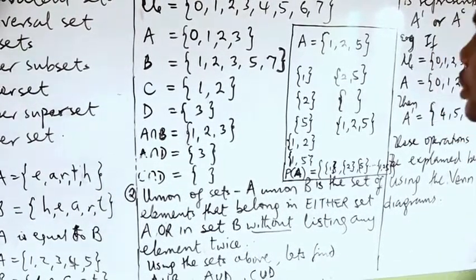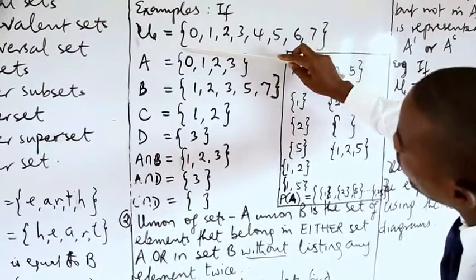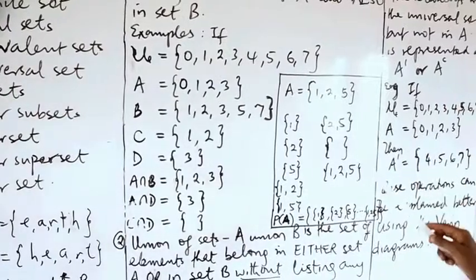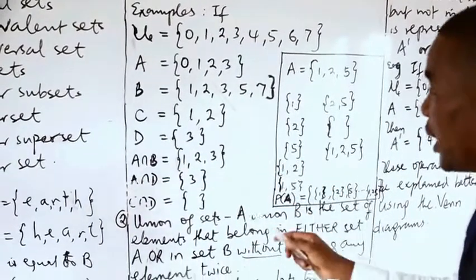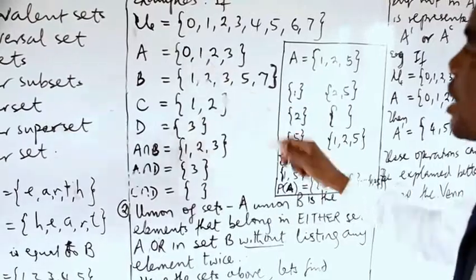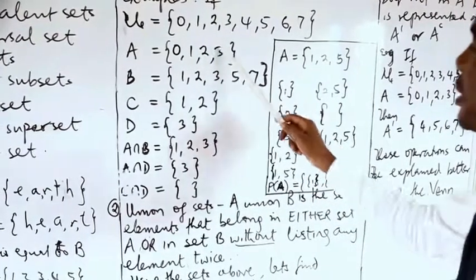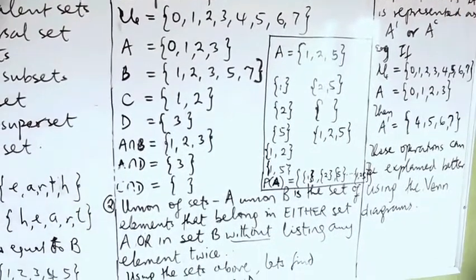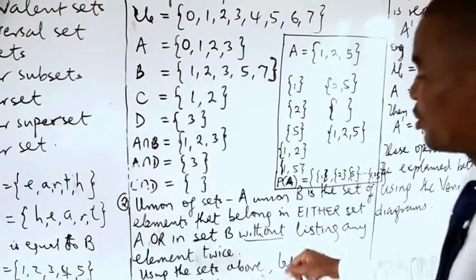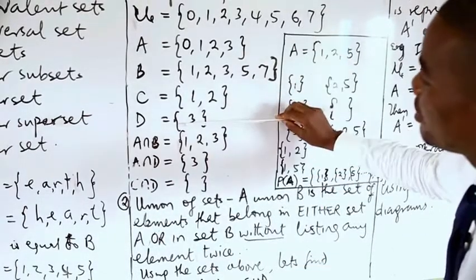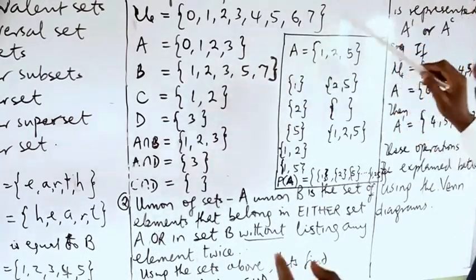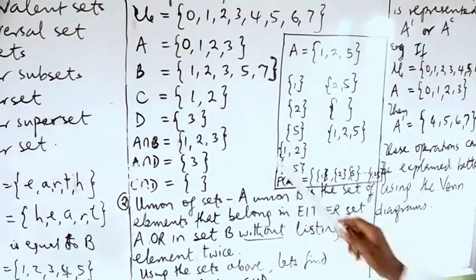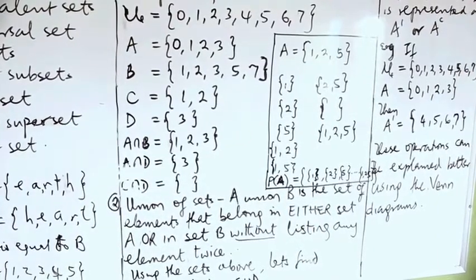What is A union B? A union B will be the combination of elements in A and B without repeating any element 2 times. And that will give us 0, 1, 2, 3, 5, and 7. That gives us the answer to A union B. Then A union D will be the elements we see in A and D together without repeating any one twice. And that will be 0, 1, 2, 3. Do not repeat the 3 two times. That gives us A union D.